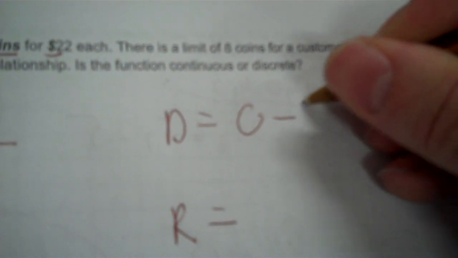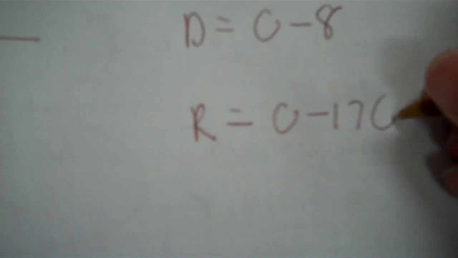And you get 176. So the domain, your X, is 0 to 8. Just put 0 dash 8. Then the range is from 0 to 176. And that's your domain and range. Now you have to answer this question.